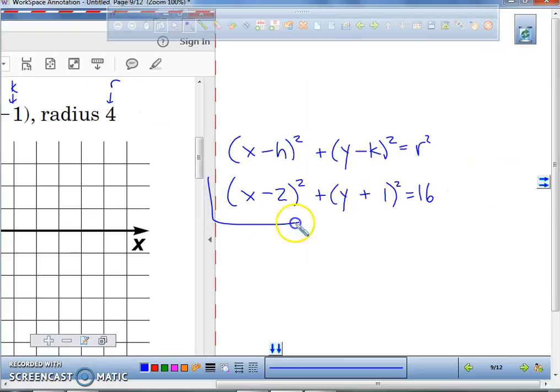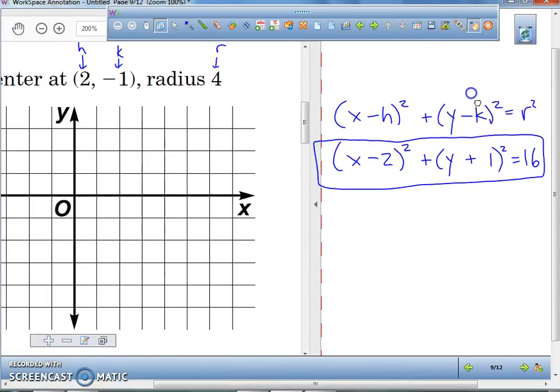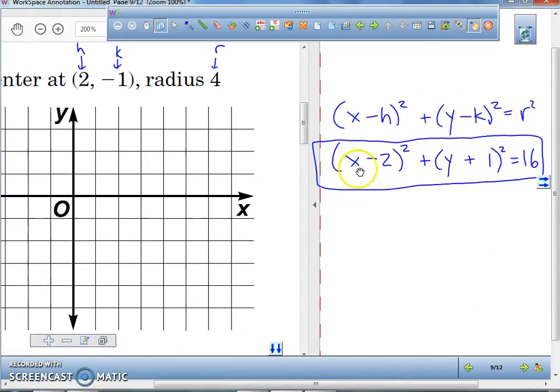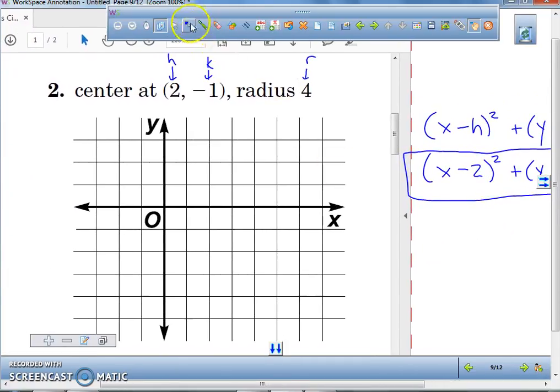And by the way, you just built your equation right there. Ta-da, you're done. That's all you did. Pretty easy, huh? You have to label it. That's your standard equation. Just put a box around it so I know that that's your final answer. That'd be great. Now, we're going to plot this.